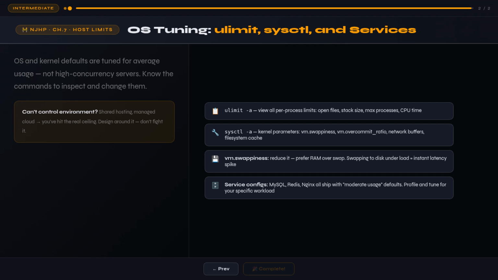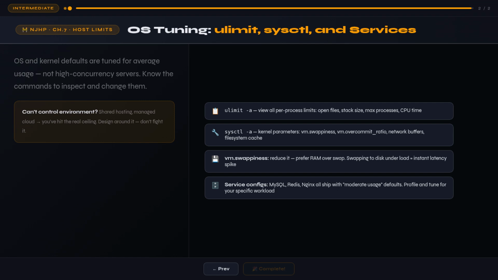You also have max user processes, -u, which limits how many processes or threads can be created. The stack size, -s, defaults to 8192 kilobytes. This matters less for Node.js since it uses its own V8 stack, but it can affect native modules.